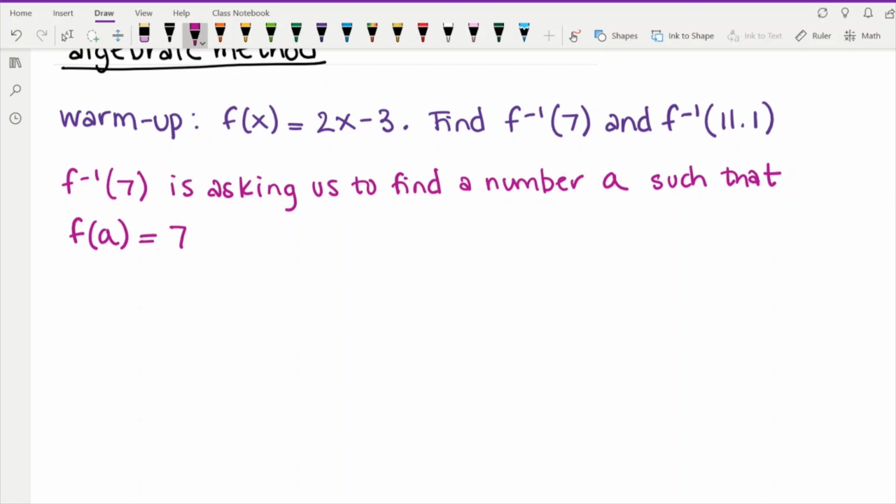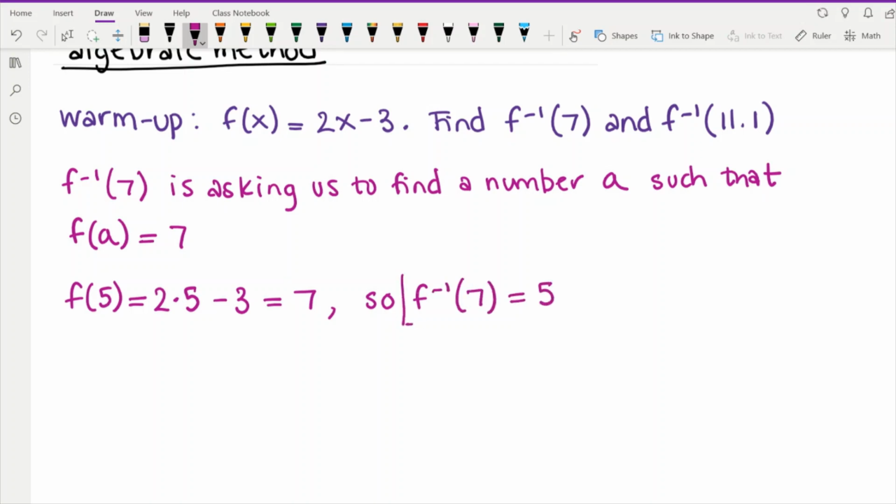And so for this one, and this will not be the case for 11.1, but for 7, you might be able to figure this out just by guess and check, right? So thinking about plugging in different numbers to f of x, what input would give you an output of 7? Well, if you plug in 5, you would get 2 times 5 is 10, minus 3, which is 7. And so that tells us that f inverse of 7 is equal to 5. Because here we saw f of 5 is equal to 7, and that means f inverse of 7 is equal to 5.